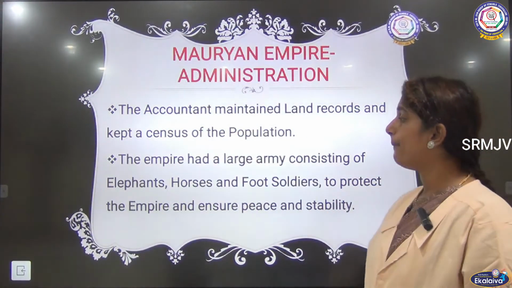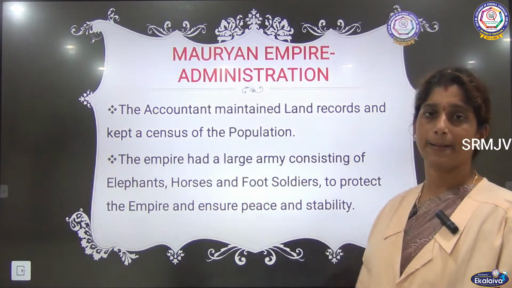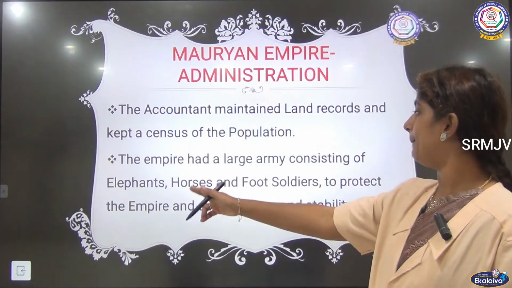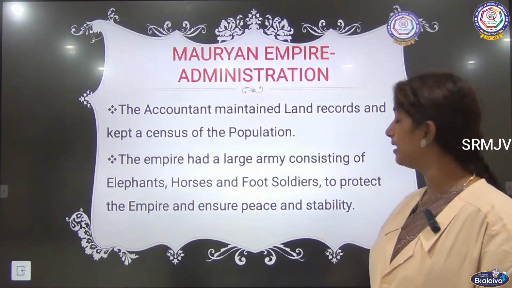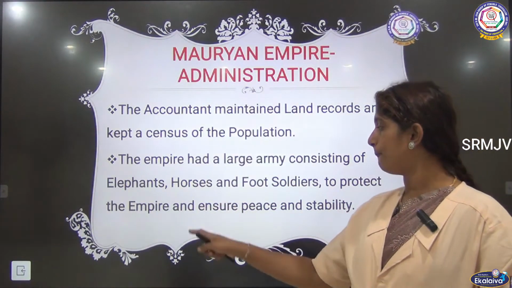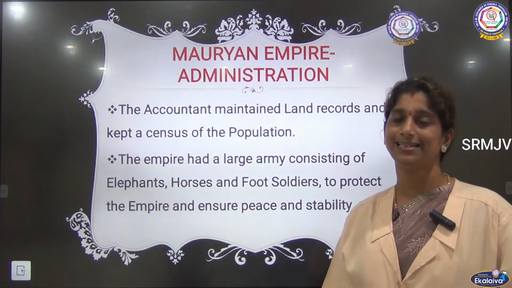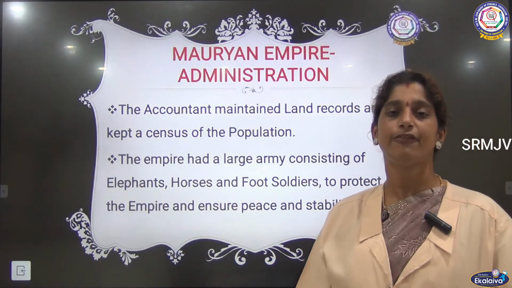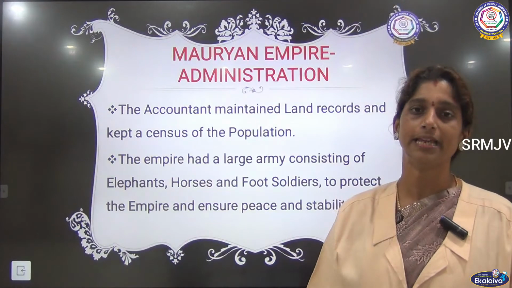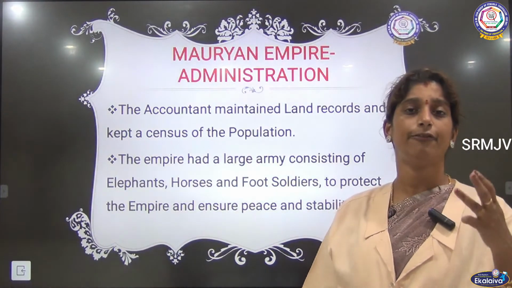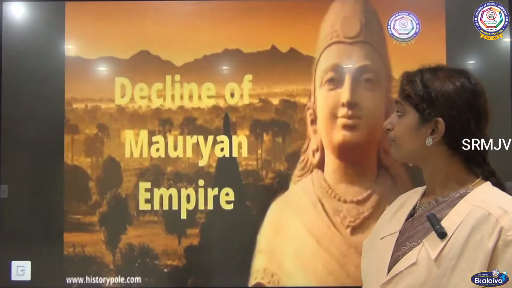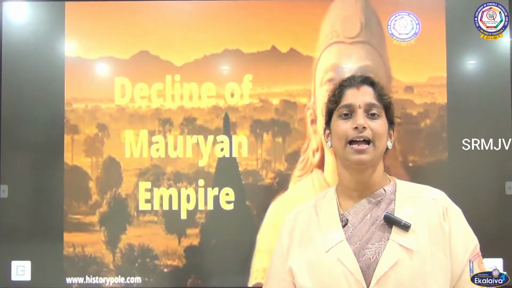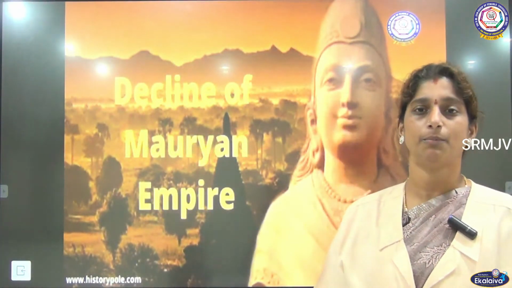And then the empire had a large army that consisted of elephants, horses and foot soldiers to protect the empire and ensure peace and stability. So it was a very efficient army, very big in size, with elephants, horses and foot soldiers. With that, we have completed the administration of the Mauryan Empire.